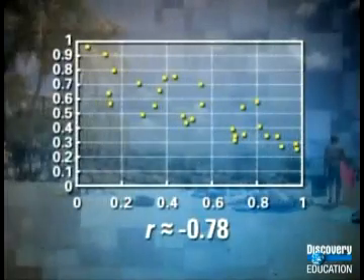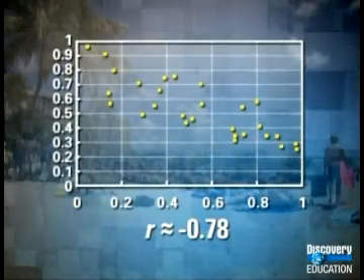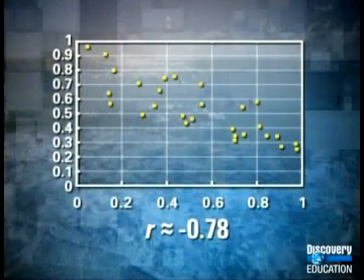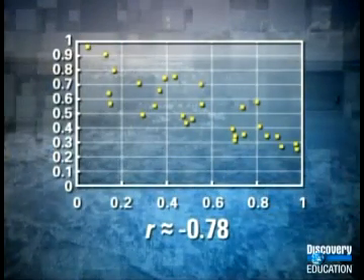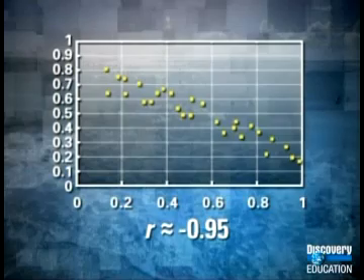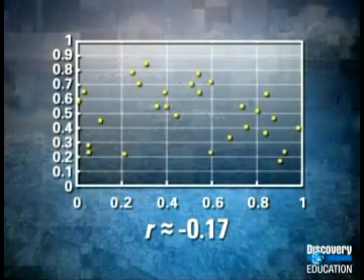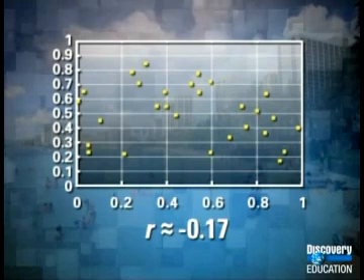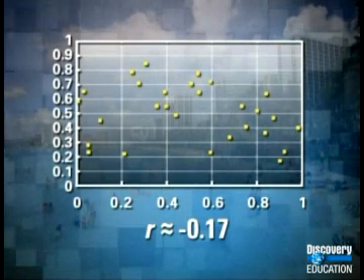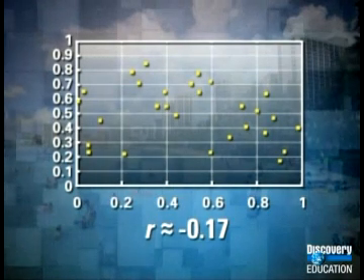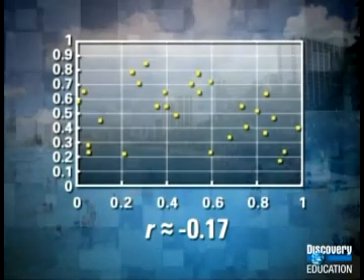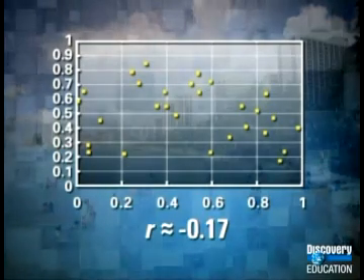If R is less than 0, the correlation is negative, like this. The closer the value of R is to -1, the stronger the negative correlation is. If a correlation is weak, the value of R will be closer to 0, like this. The formula for the correlation coefficient R is straightforward, but involves several quantities. Many calculators can calculate it.